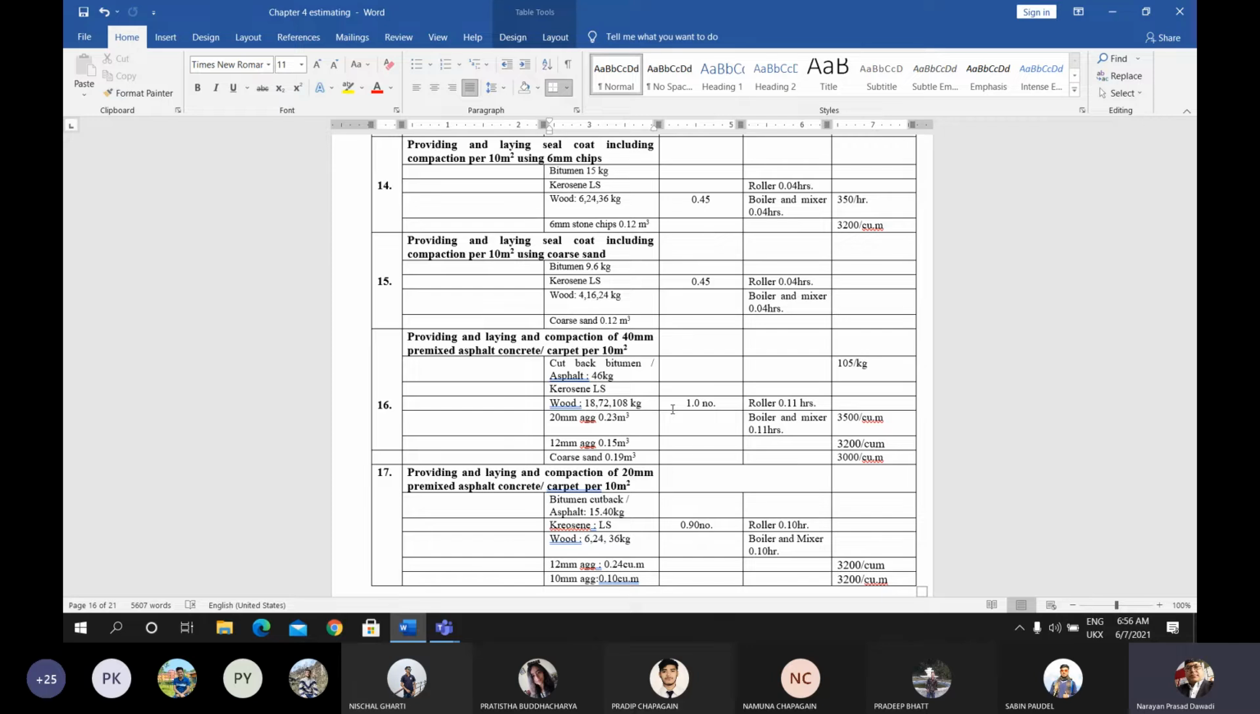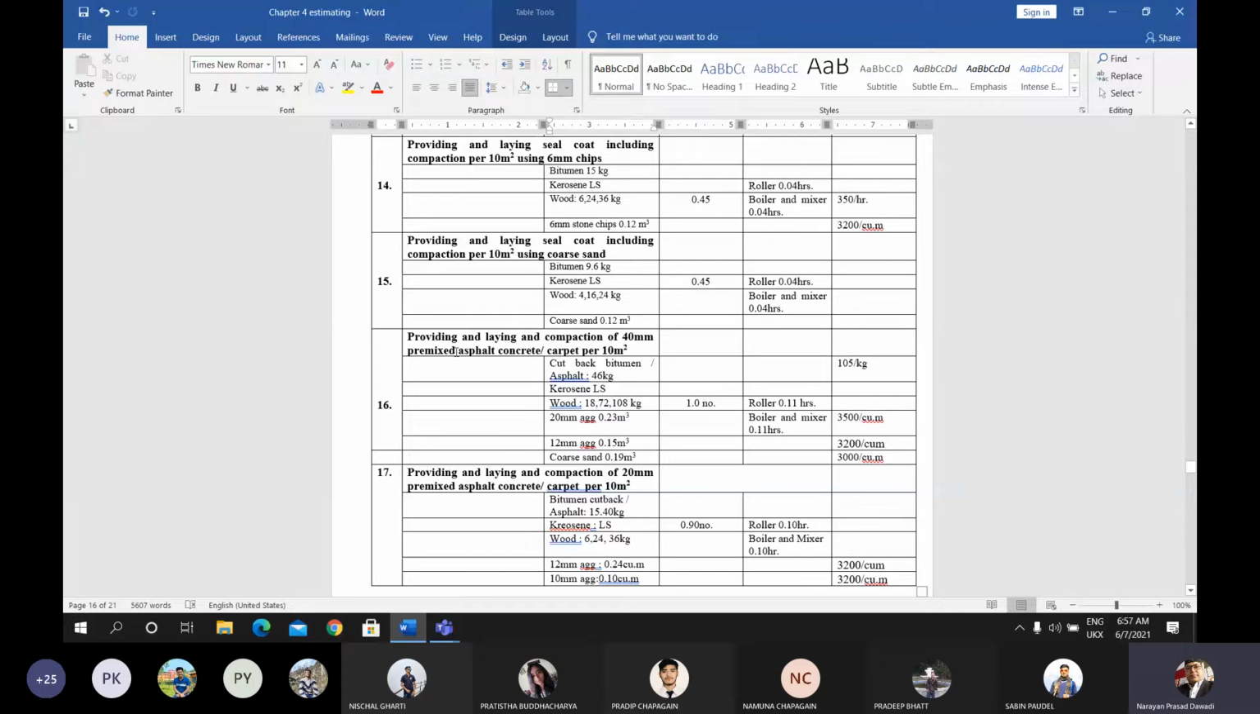So if the question asks in terms of cubic meter, make this item in terms of cubic meter by multiplying square meter and the thickness. Okay. Now for this, high quality bitumen is used, that is called cutback bitumen or asphalt. High quality bitumen or asphalt is used for the asphalt concrete road or premix carpet or premix asphalt concrete. It can be asked in any form.